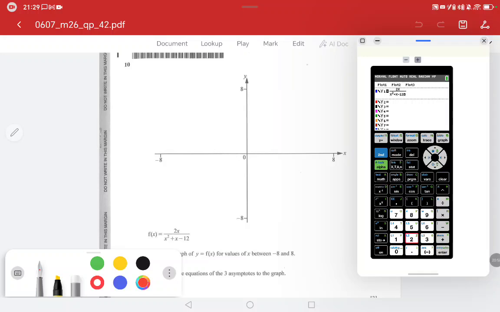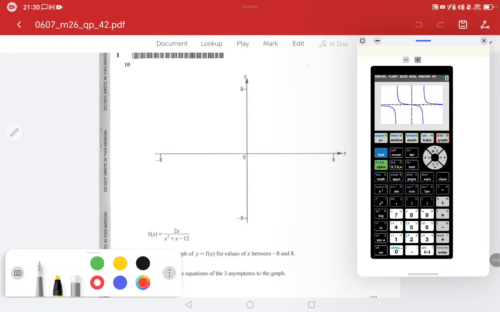After that, you have to go to the window and look at the domain and range. The domain of x, as you see, is from -8 to 8, and the range in y is also from -8 to 8. So change it to be in that range. Please use the negative sign between brackets. So -8 is the minimum and the maximum is 8, and then for y the same, -8 and 8. Then press graph.